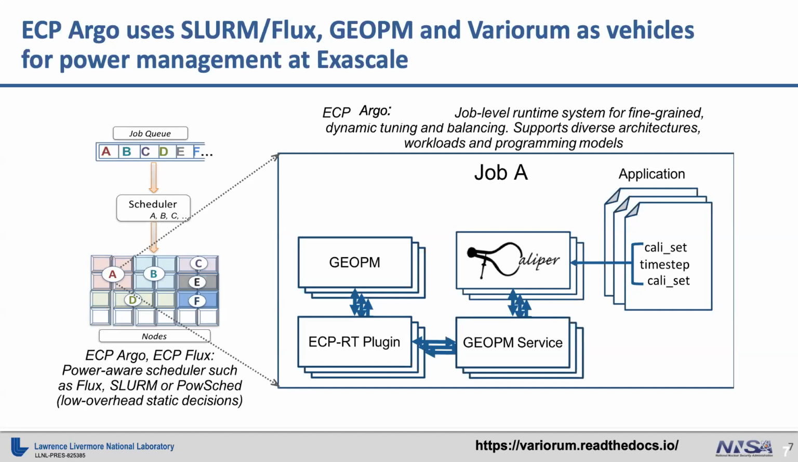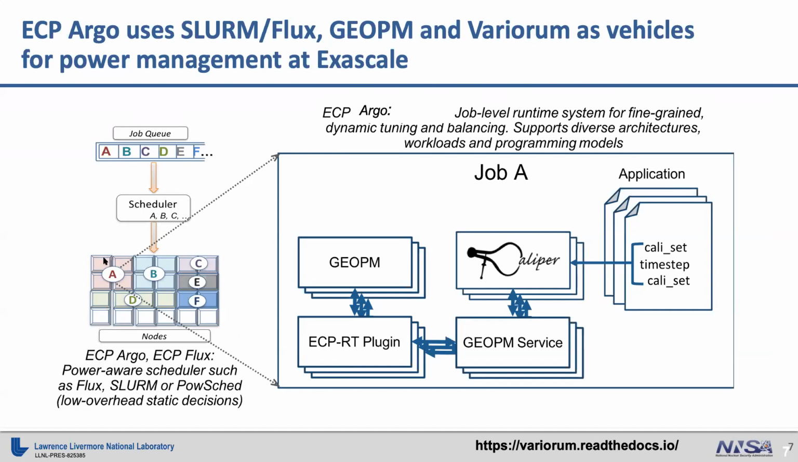Here's a very simple figure that captures that. Let's say you have a job queue, you have a scheduler, it allocates the jobs out in a power aware manner, and that can be done with Flux or Slurm, or even a PowSched tool, which is developed by Daniel Ellsworth, who's now at Colorado College. So you can do low overhead, coarse-grained power management at the scheduler level.